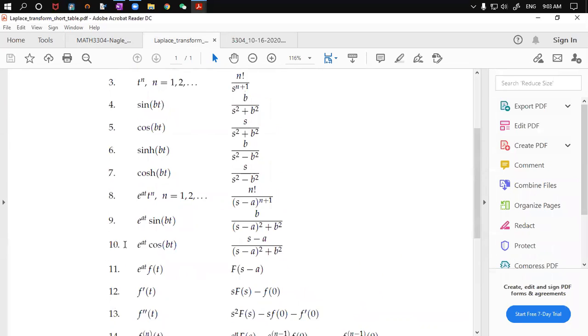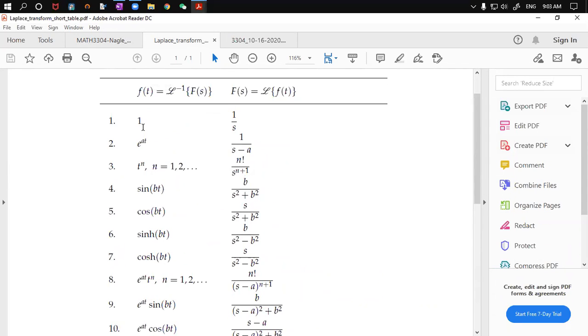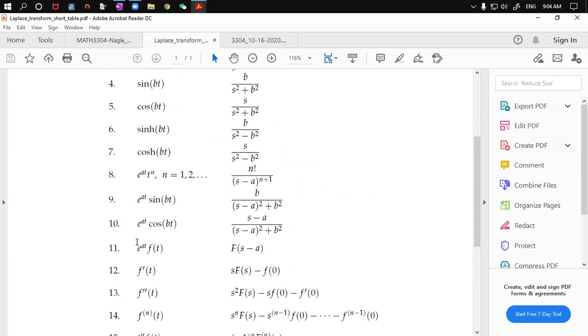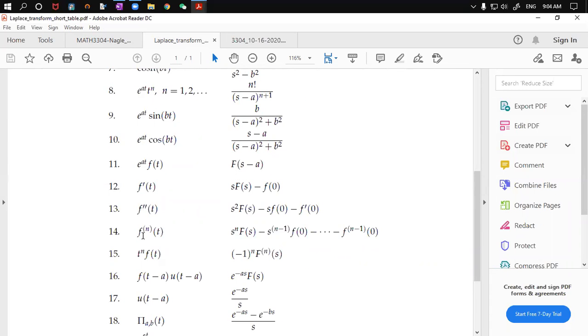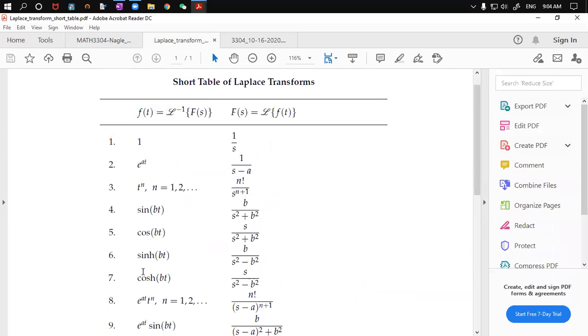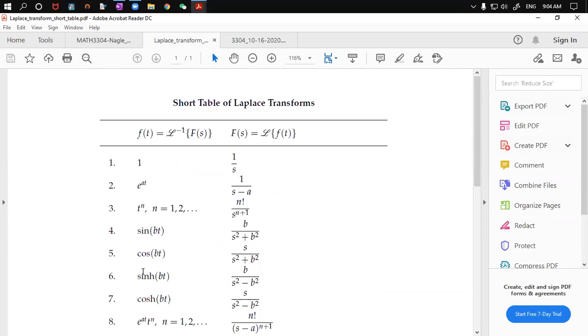Some of them we have introduced and calculated before, like 1 over s, this one is 1 over s minus a, and sine of at, sine of bt, and the derivatives of f, etc. In a certain sense, the rest of this chapter is about this table. We're going to explain it line by line to make sure that every line of the table is addressed. That's going to be the topic for the rest of this chapter.